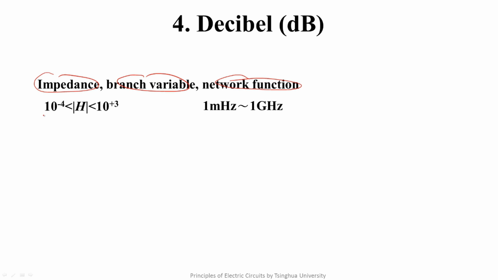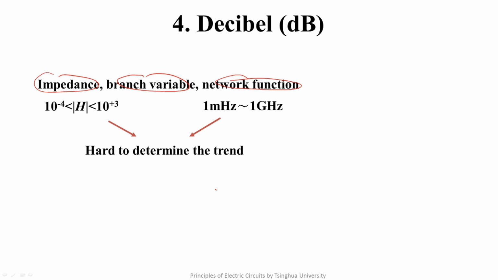Sometimes the module of the network function can range from 10 to the minus 4 to 10 to the 3, which involves 7 orders of magnitude. The frequency we care about might be 1 millihertz to 1 gigahertz, which involves 12 orders of magnitude. In this case, if we qualitatively draw the transfer function, because the ranges of the horizontal axis and the vertical axis are very large, it is possible to hide the trend.